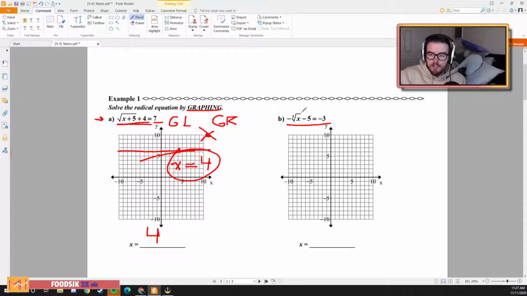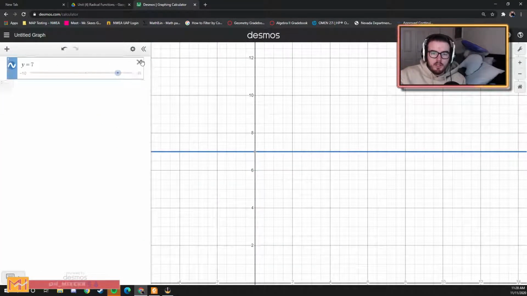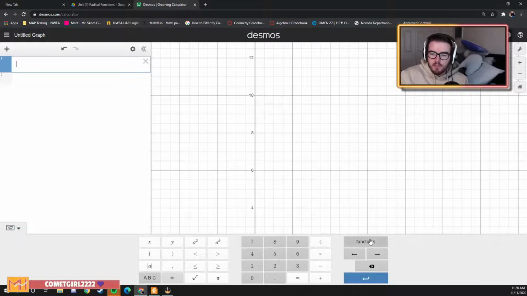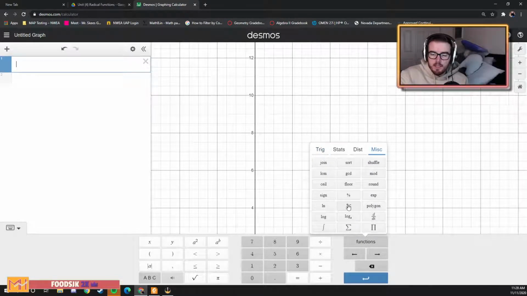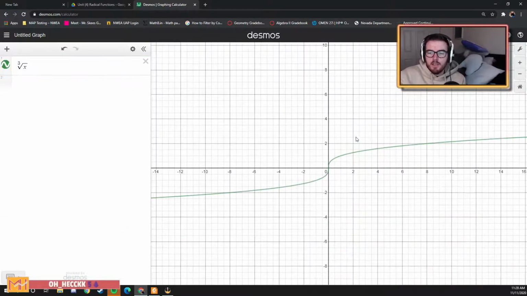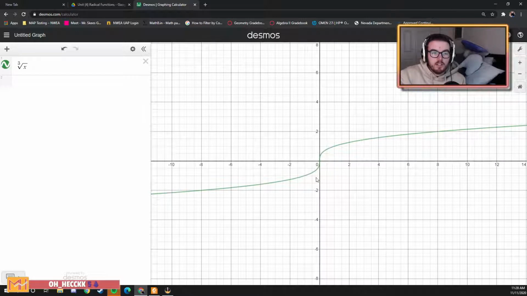Plug in the left side of the graph. So this is a cube root function, right? So it's not just a square root, it's a cube root. And if you recall, cube root functions look like, so I gotta click on the keyboard down here in the bottom left, and then click on functions, miscellaneous, and then there's the cube root. So I make that a 3. And remember, cube root functions look like this, right? They go on forever. There's not a clear starting point.